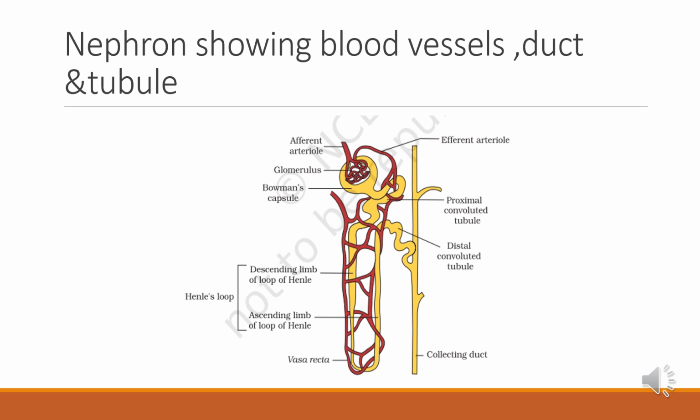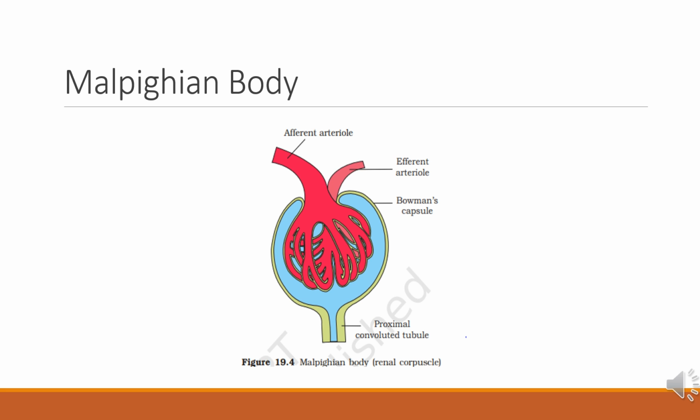Now, we'll study about the structure of Malpighian body in detail. Now in this diagram you are watching Malpighian body. As I have told you earlier, it comprises glomerulus and Bowman's capsule.